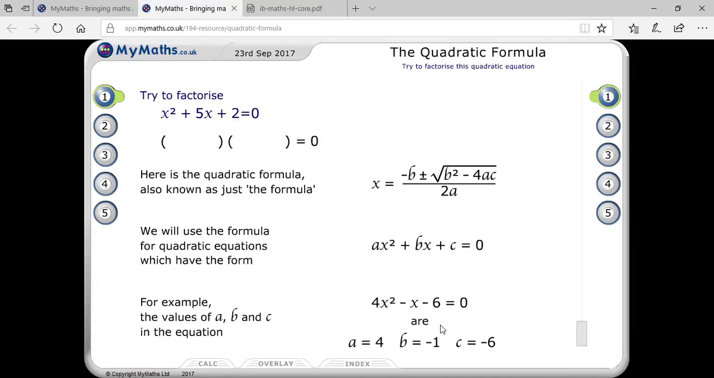Now, the main thing is that if you want to solve this by factorizing, 4 times 6 is 24. You have to factorize 24 in such a way as to get 1. It's not possible. Why? Because 24 factorizes as 1 times 24, 2 times 12, 3 times 8, 4 times 6, 6 times 4, and none of these works.